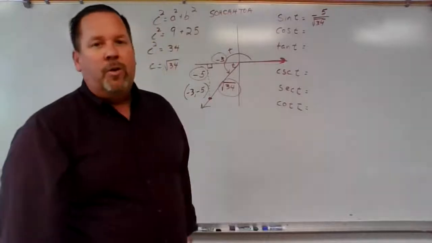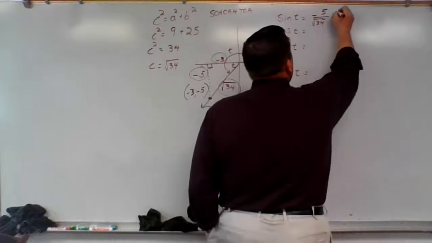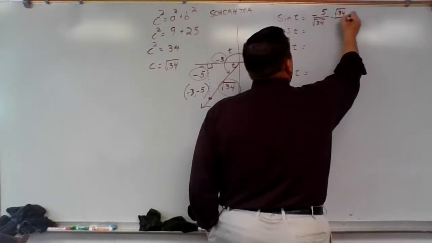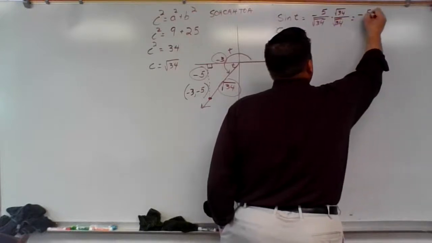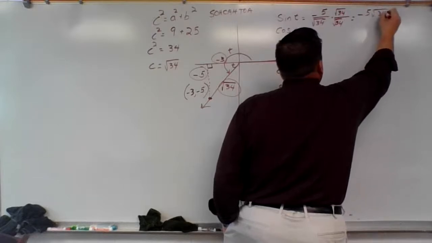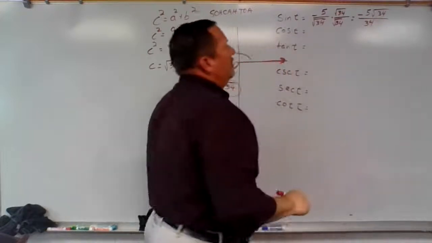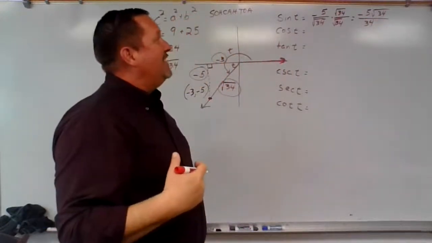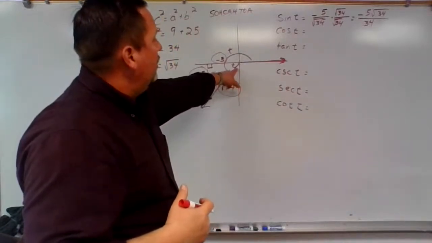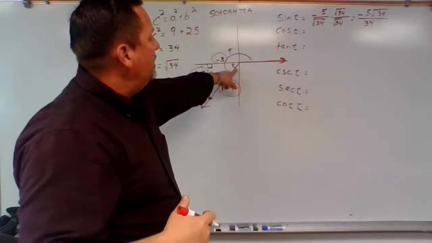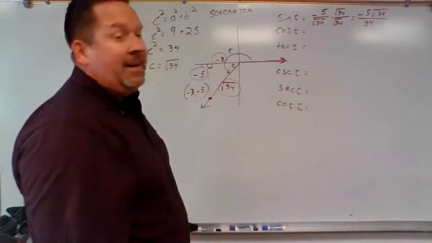Negative 5 over root 34 is the sine. You guys know I've got to clean that up and fix that a little bit. Square root 34 over square root 34, and I get negative 5 square root 34 over 34, right? And I want you to notice again that the sine came out to be a negative value. I know if I were using a unit circle and sine represented the y value, well, y here at this point on a graph is definitely negative. So that should make sense.